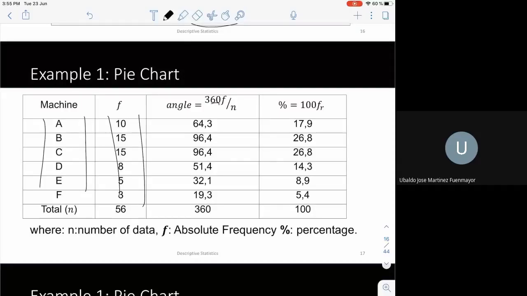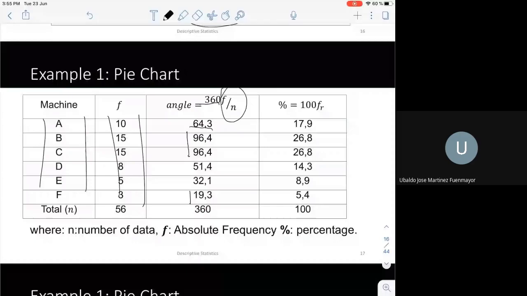So 360 is the whole thing. But now if we multiply by the relative frequency, it will give us the angle that has to be assigned to each outcome. So for example, for machine A, it requires 64.3 degrees. Now, machines B and C, which you already know are the machines with the highest usage, please notice that both have the highest angle, 96.4. And of course, machine F, the one with the lowest usage, has the smallest angle, which is only 19.3 degrees.